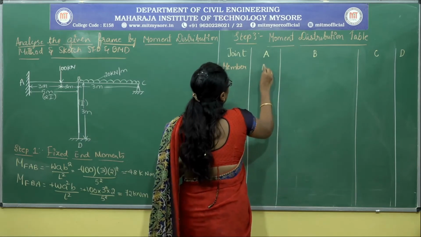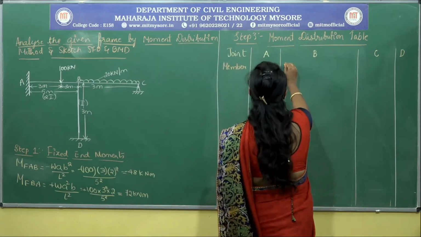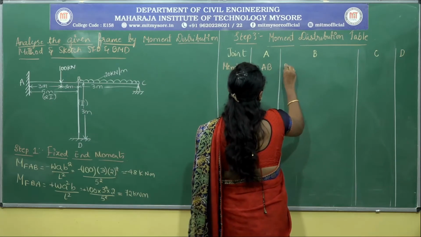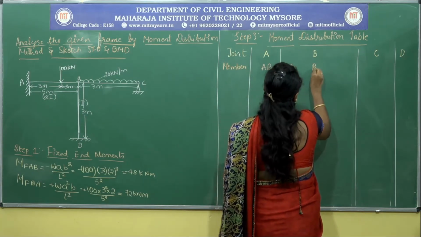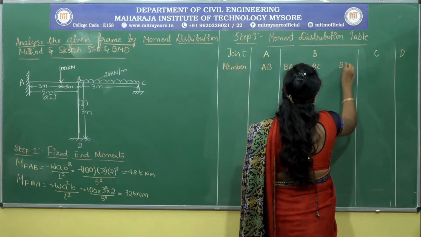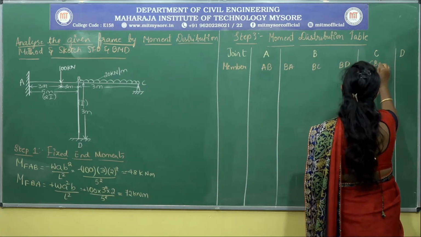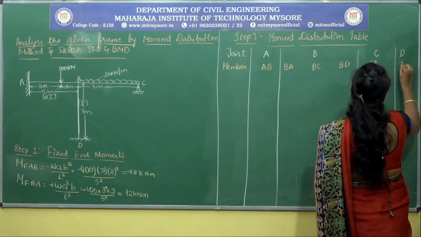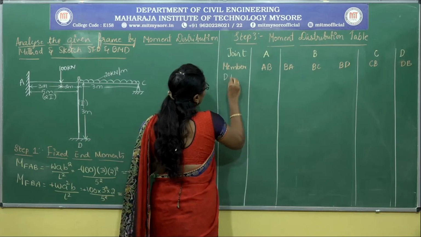The members at joint A is just one, AB, but at joint B we have BA, BC and BD, and at C, CB, and at D, DB. Next, distribution factors.